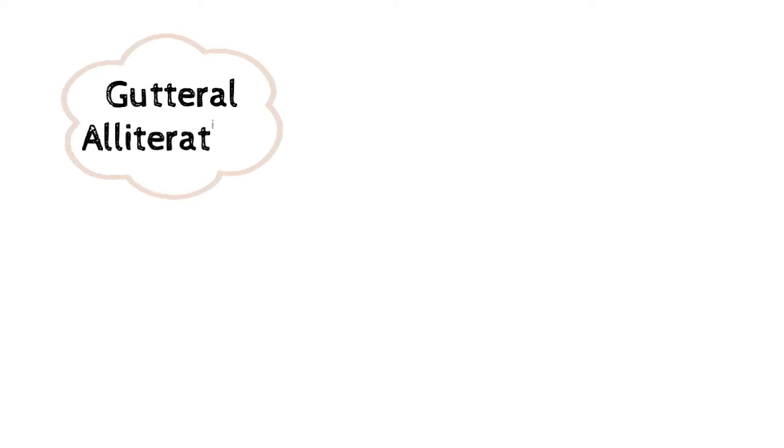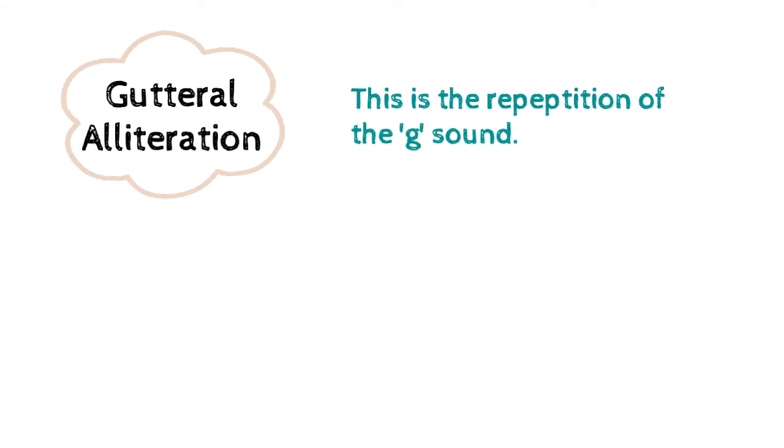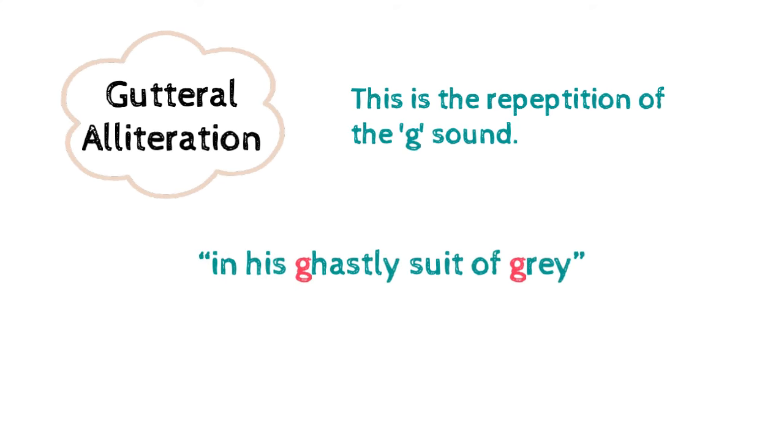The last form of alliteration to consider is guttural alliteration, which employs the repetition of the G sound. Wilfred Owen uses this to powerful effect in his poem Disabled, where the injured soldier is described shivering in his "ghastly suit of grey." Here the effect is perhaps to emphasise the pain and pent-up frustration of the soldier whose life has been changed by his injuries.